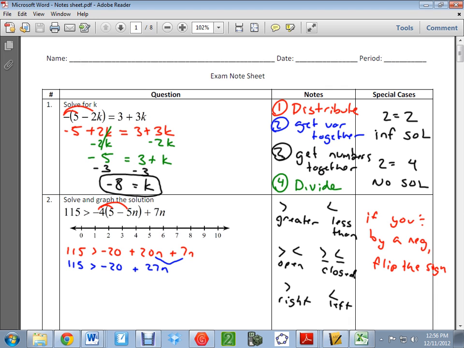The next step, step 3, is to get your numbers together. So how would I get the numbers together on this one? Add 20 to both sides. That'll get me 135 is equal to 27n. Not equal to, but is greater than 27n.